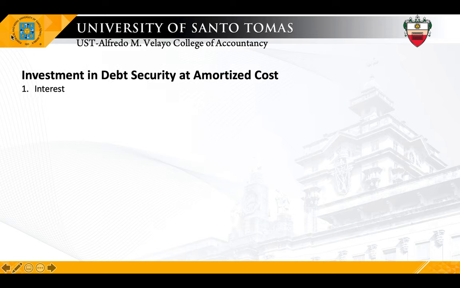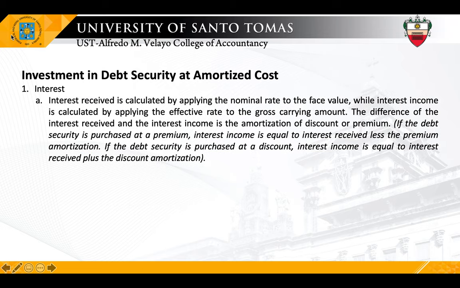So the first thing that we will discuss about this classification is interest. So interest received is calculated by applying the nominal rate to the face value, while interest income is calculated by applying the effective rate to the gross carrying amount. The difference of the interest received and the interest income is the amortization of discount or premium. Well, the concept of nominal and effective rate is no longer new to you because this has already been discussed to you in your accounting for receivable. So, alam niyo na how to prepare amortization table and how to amortize discount or premium. But, short background lang, review.